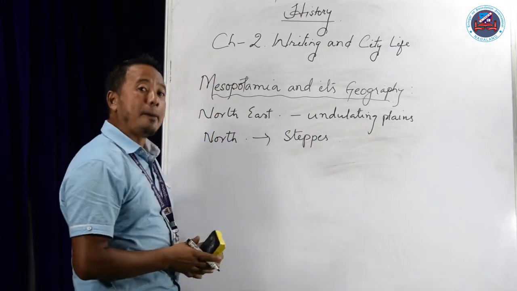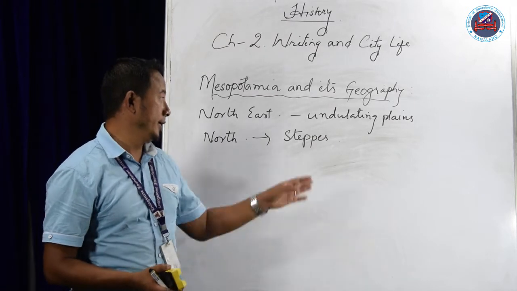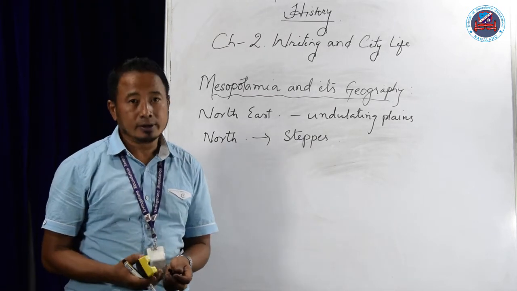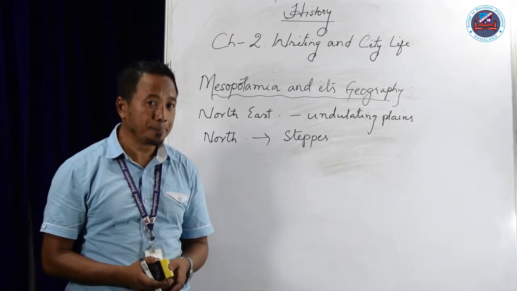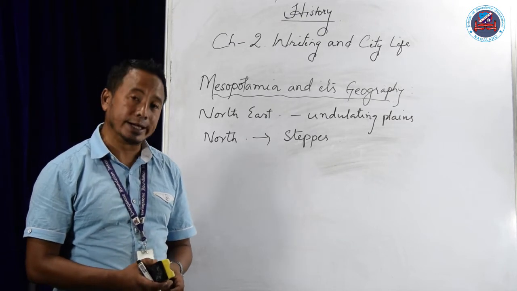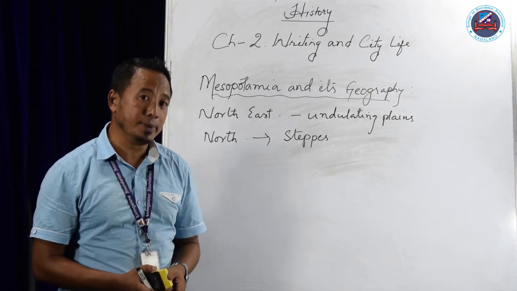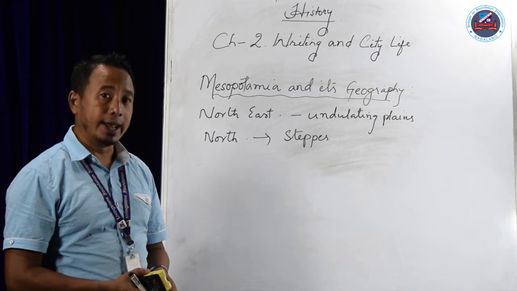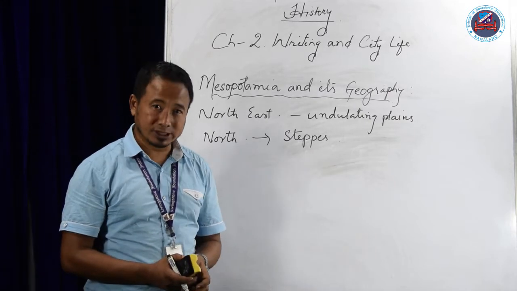What do you mean by steppes? Steppes means grassland. Here, the main occupation of the people living in northern Mesopotamia was animal rearing or herding, because animal herding provided a better means of livelihood than agriculture due to the presence of steppes.